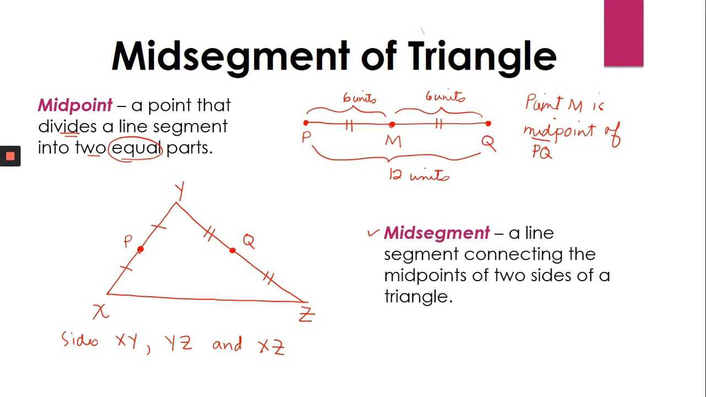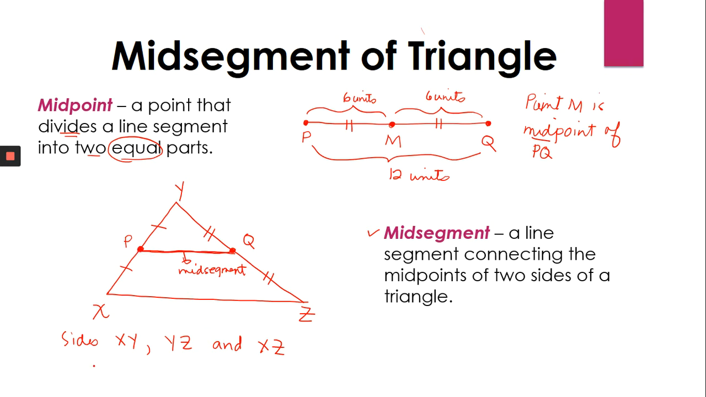Now, if I join these two midpoints, point P to point Q, this is what you call the mid-segment. Midpoint, midpoint. If you connect them, you get a mid-segment. So again, a mid-segment is when you join the midpoints of two sides of a triangle.